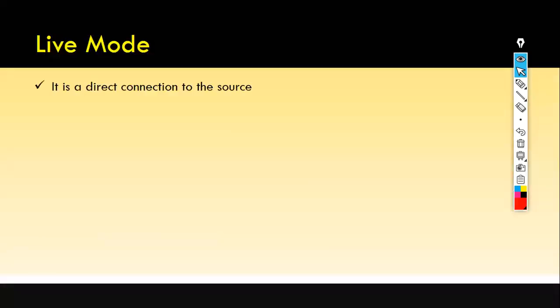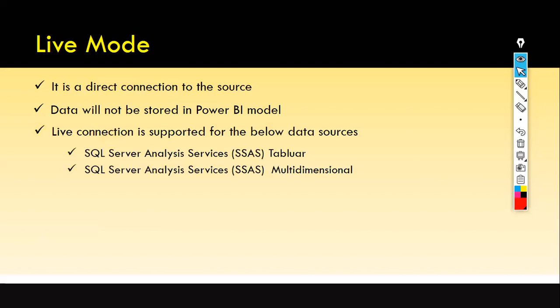So there are a lot of limitations when it comes to data transformation in direct query mode. Next is the live connection mode. The live connection mode is somewhat similar to direct query mode. It is a direct connection to the source. Even in this case, the data will not be stored in your Power BI model, your local Power BI Desktop. But the limitation is it can work only with three data sources: SSAS Tabular, SSAS Multidimensional, and Power BI service. The live mode works only with these tools.